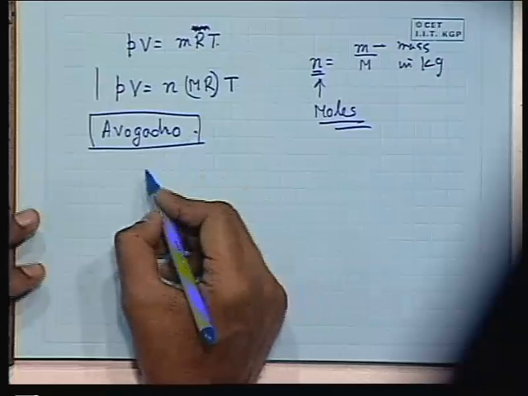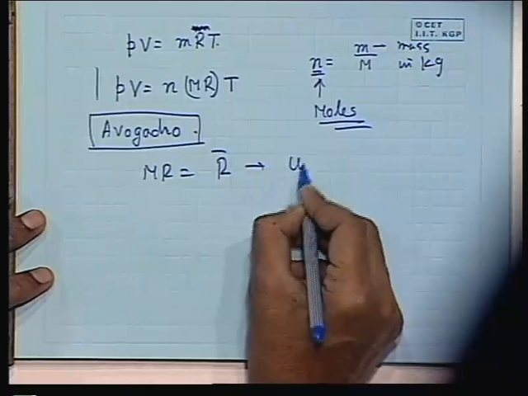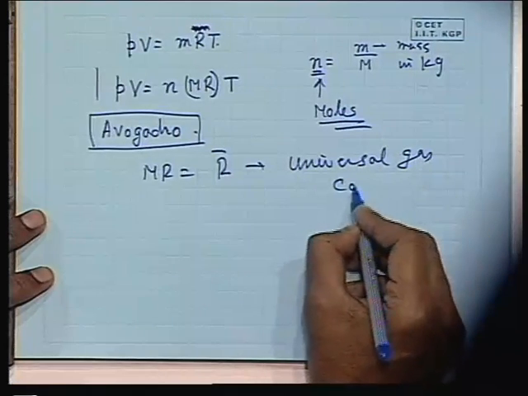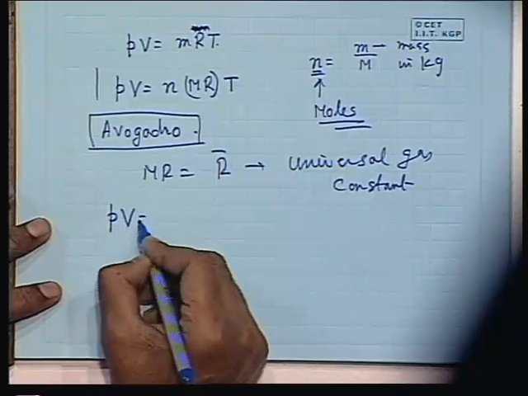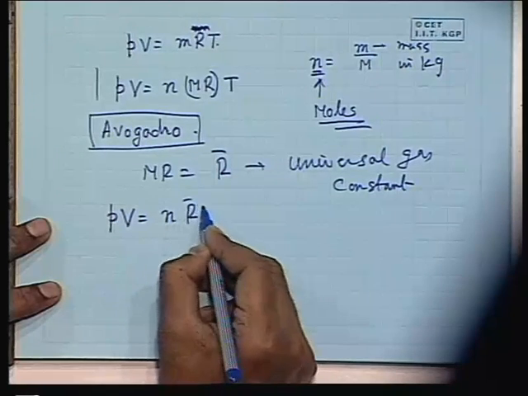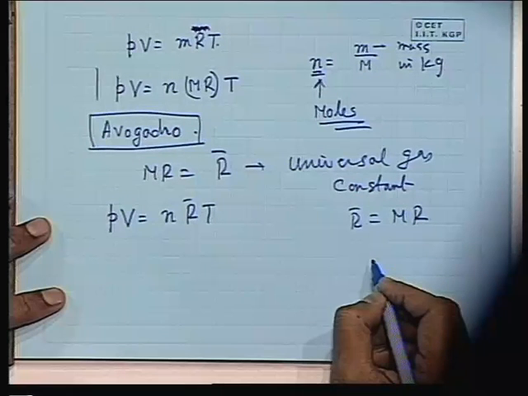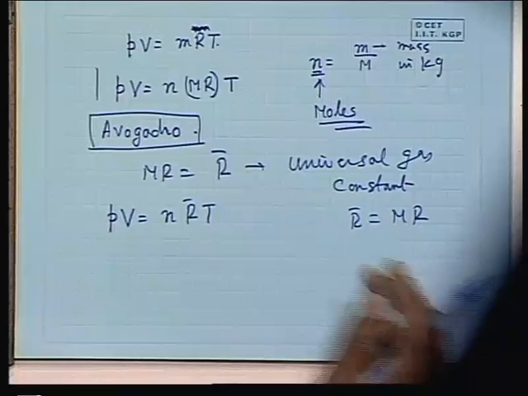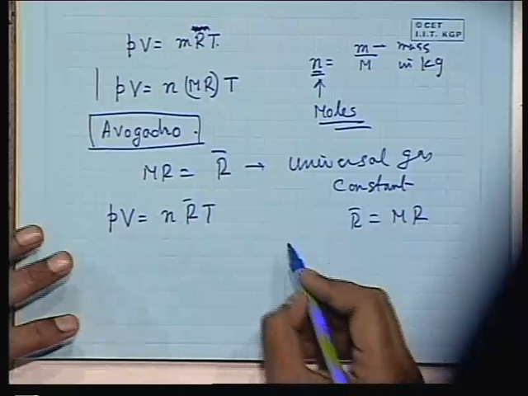Clear? Now MR I write as R bar, which is known as the universal gas constant. So we see that if we replace m in terms of n, we can write PV is equal to n R bar T. R bar is nothing but molecular weight into R, which is a universal gas constant. That means it is universally constant for all gases, and since it is universally constant, this value should be remembered.